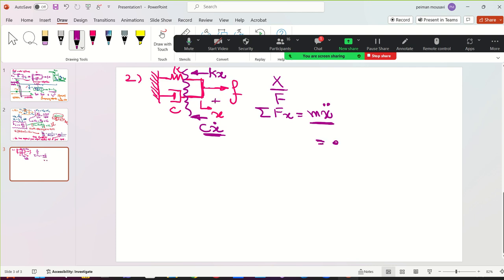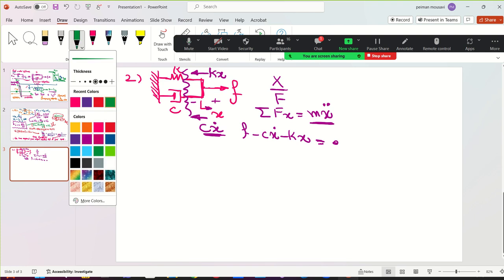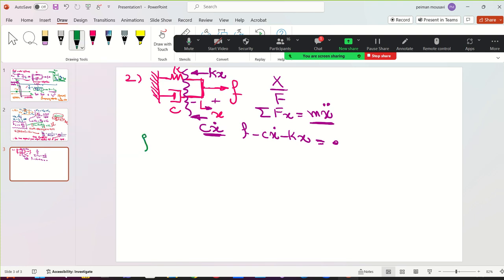Now here is positive, this side. Here is negative. So you're going to have F minus Cx dot minus Kx. Simple like that. This is positive side to negative side. Clear, everybody? Yes? So you get F equal to Cx dot plus Kx.